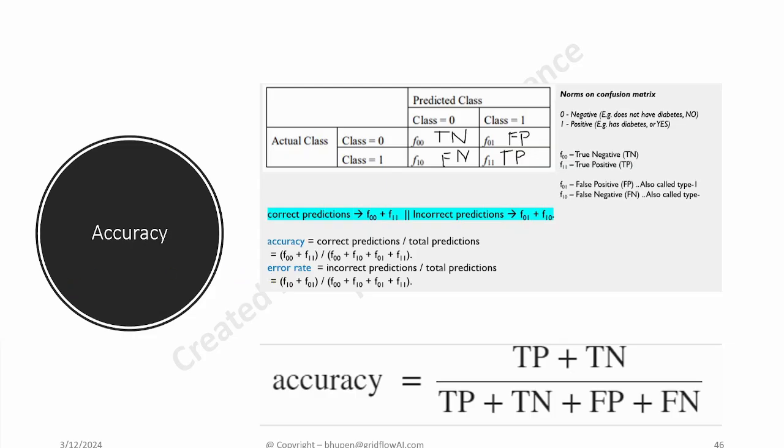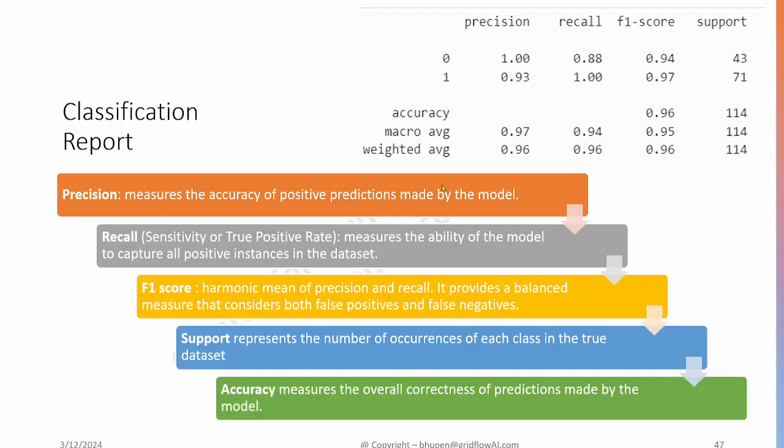So accuracy is simply the diagonal elements. Count the number of diagonal elements, divide by the total number of samples, and that will give you the accuracy. Error rate is just the opposite, which is 1 minus the accuracy rate. Okay, so that's the basic definition.